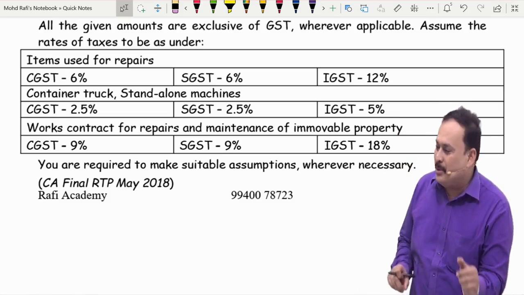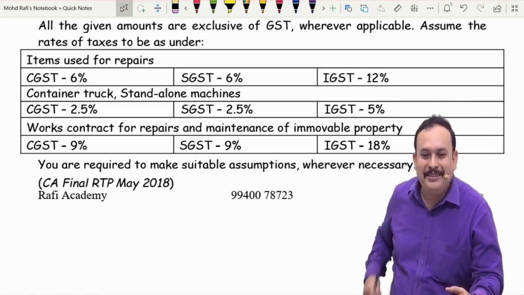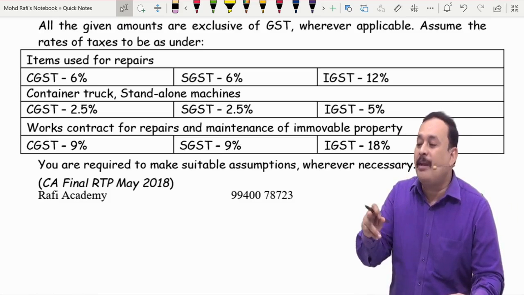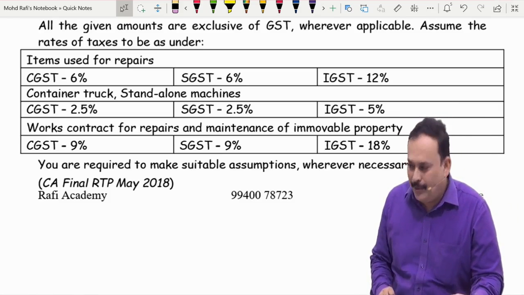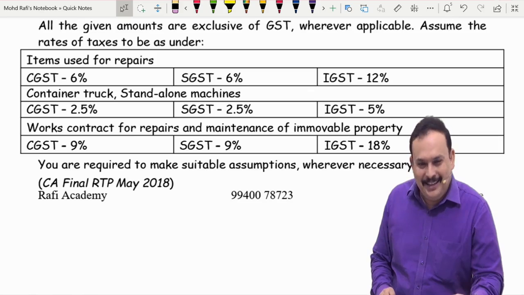Excellent question, RTP question it is. Easy to answer, my dear. Very simple. Goods sent on seller approval basis. Is it a supply? No. Is that clear?